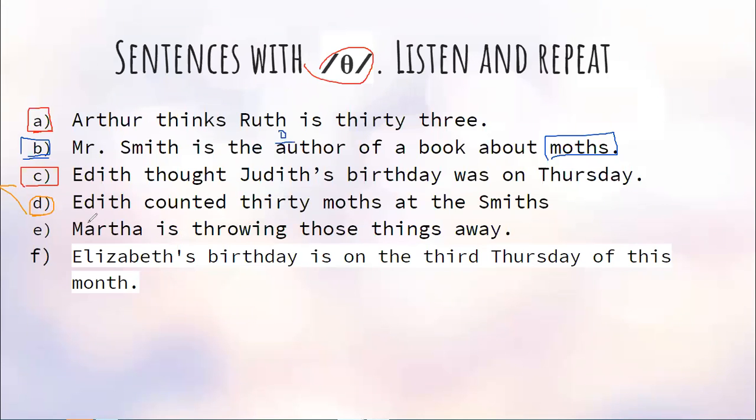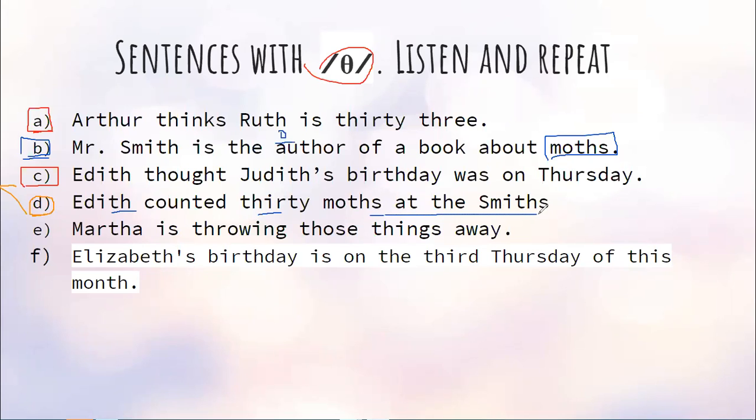¿Puede leerlo primero, por favor? Edith counted 30 moths at the Smiths. Edith counted 30 moths at the Smiths. Yes, at the Smiths. Edith counted 30 moths at the Smiths.